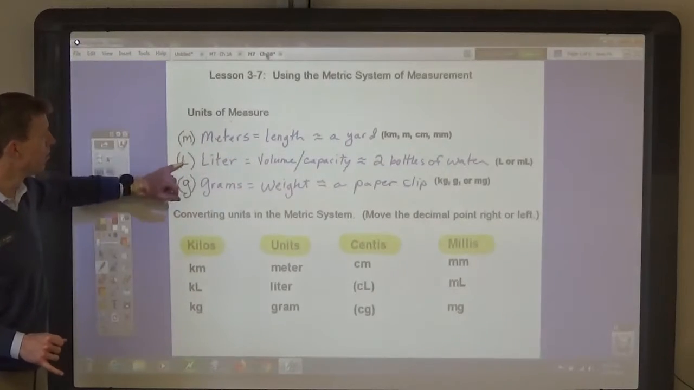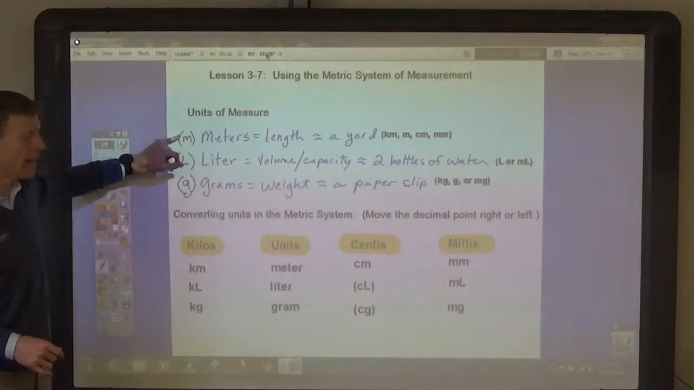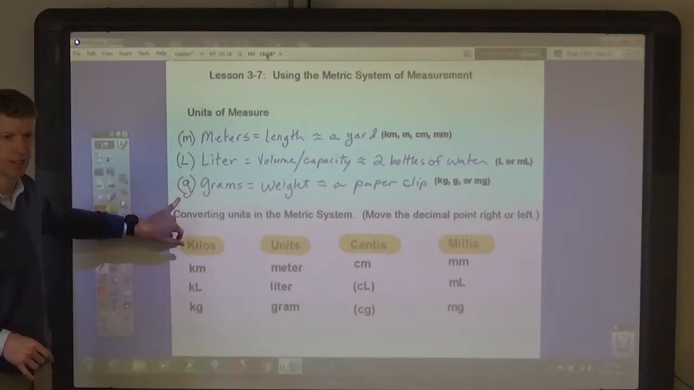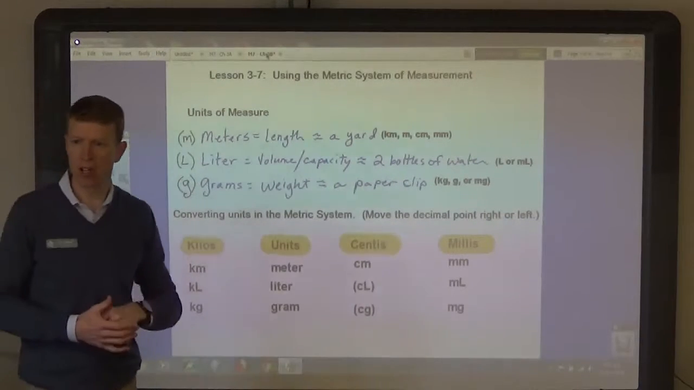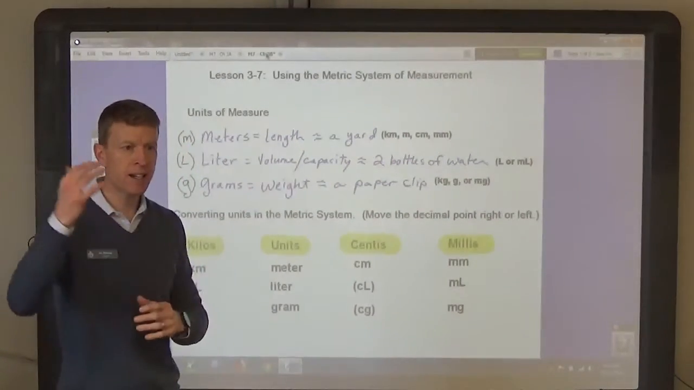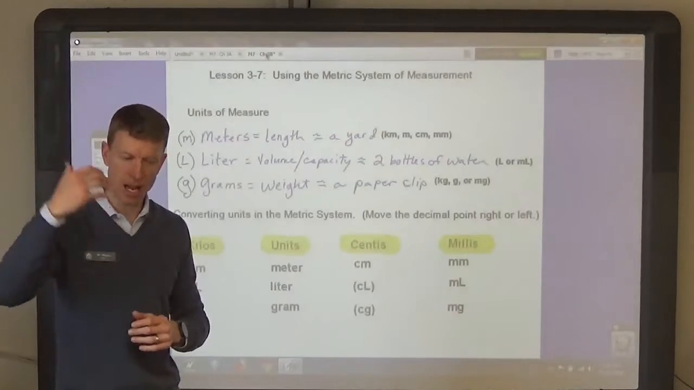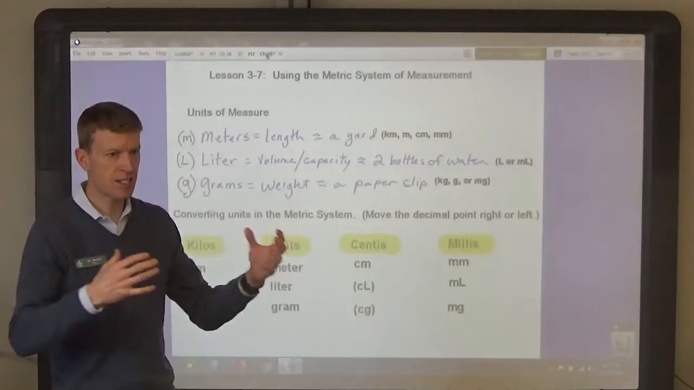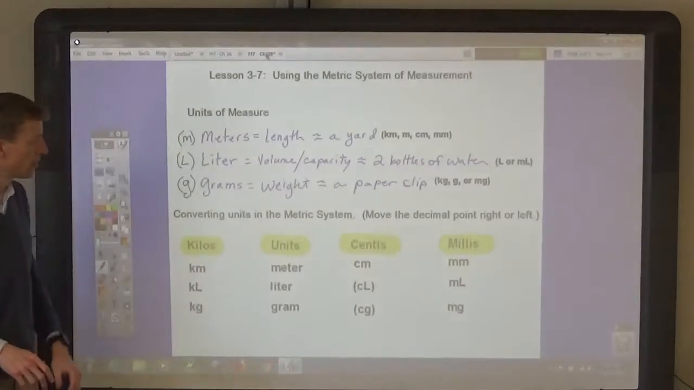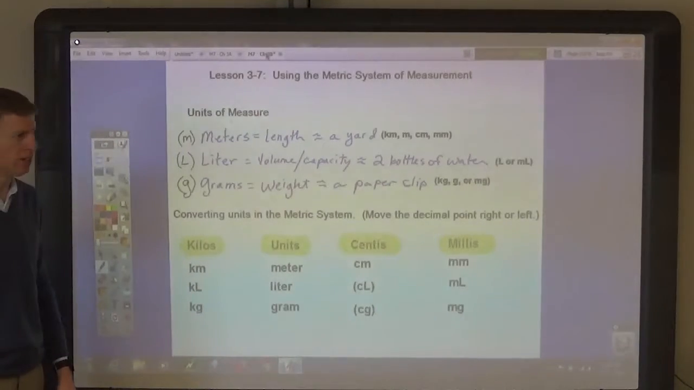So the metric system of measurement is a way of measuring capacity or volume, length, or weight or mass. And it uses a system that is called a base 10 system. So something might be 10 times bigger, or 100 times bigger, 1,000 times bigger. And that way it's easy to convert between the different labels, or the different ways of measuring.